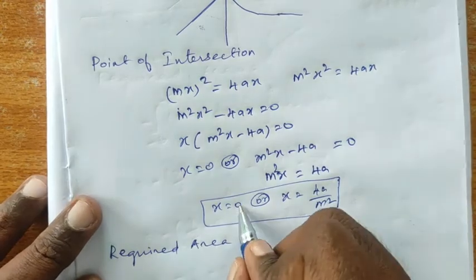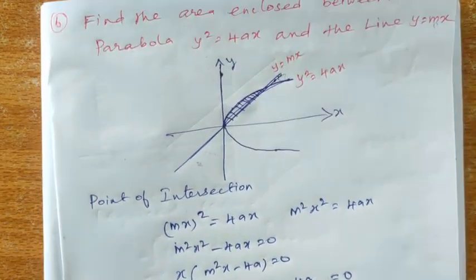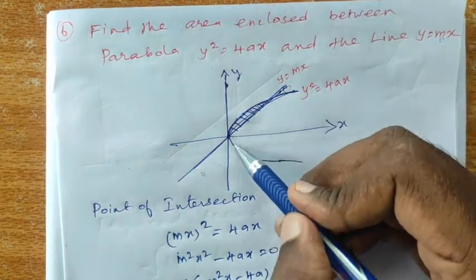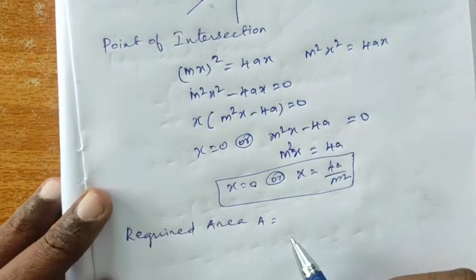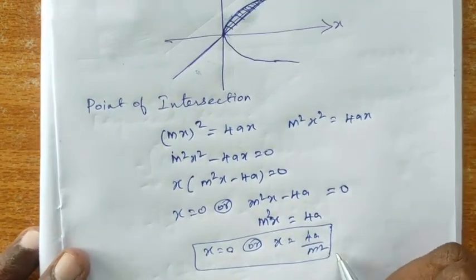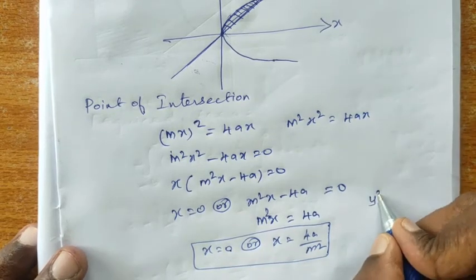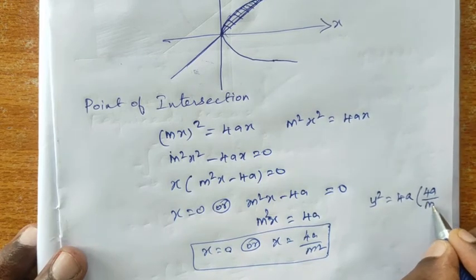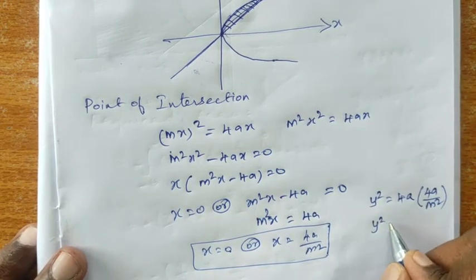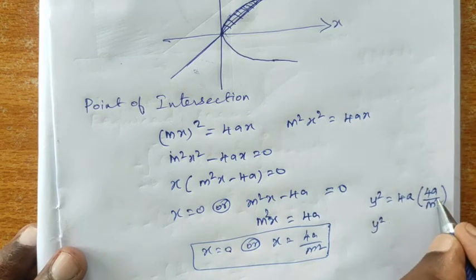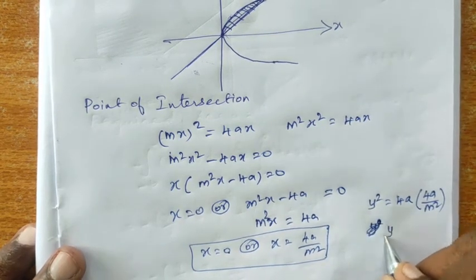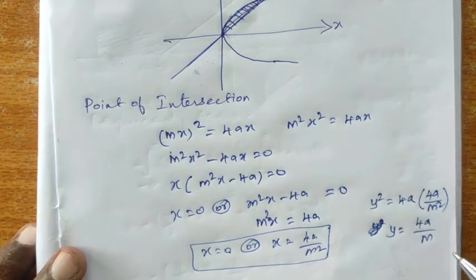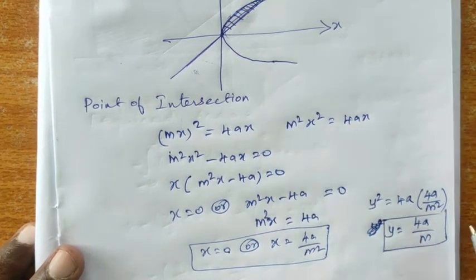So when x is 0, y is 0. Clearly the curve y square equal to 4ax passes through the origin. Origin is the vertex of the parabola. Now put x equal to 4a by m square in the equation of the parabola y square equal to 4ax. Instead of x, put 4a by m square. So we get y square equal to 4a into 4a by m square. So y equal to root of 4a into 4a by m square. Therefore y equal to 4a by m.